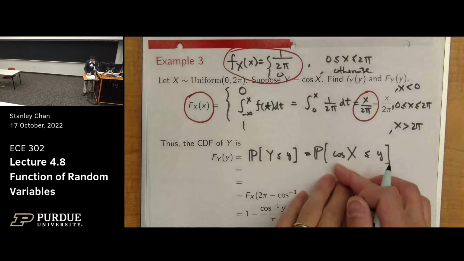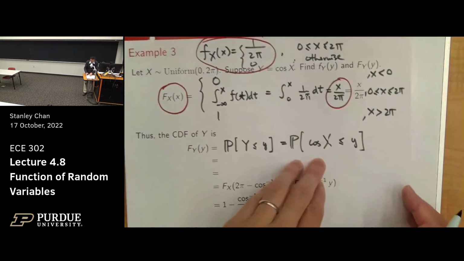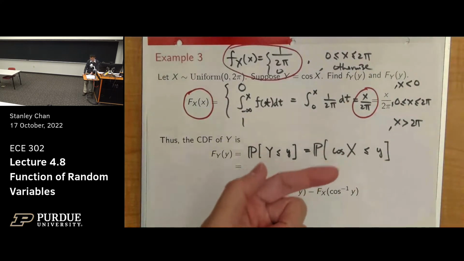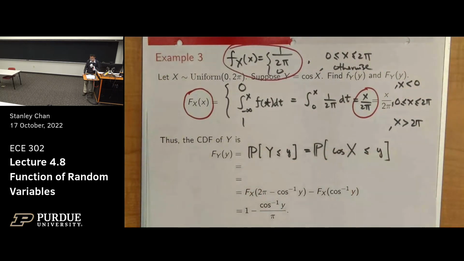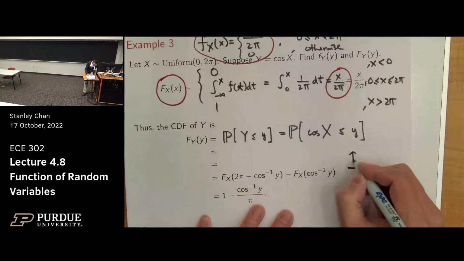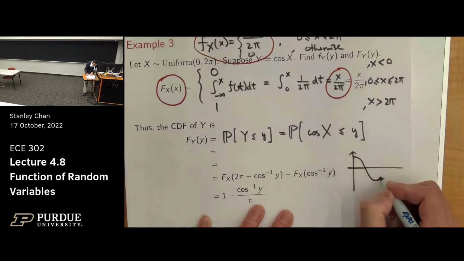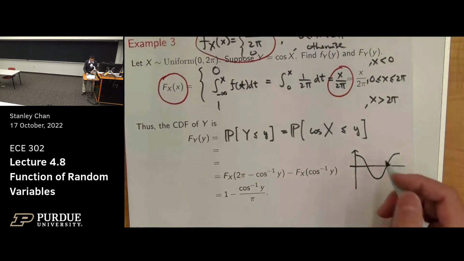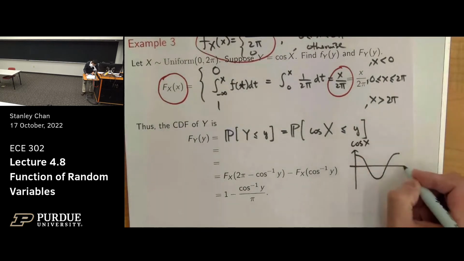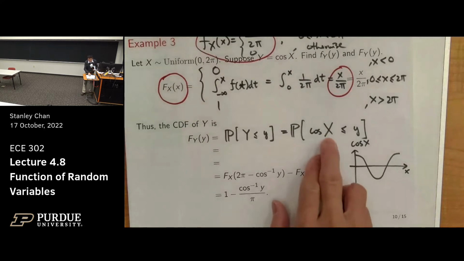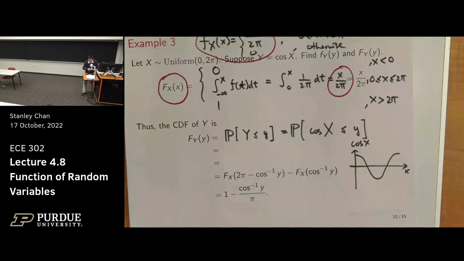So now you have this: cosine x is less than or equal to small y. So clearly what we want to do is to take the inversion, right? So take the cosine inverse and then put it onto the right-hand side. But before I do that, let me just draw a picture to see if there is anything hidden that I need to pay attention to. So this is my cosine of x. This is x, okay? So I want to do the inversion. In other words, I want to find the x such that it is less than or equal to y.